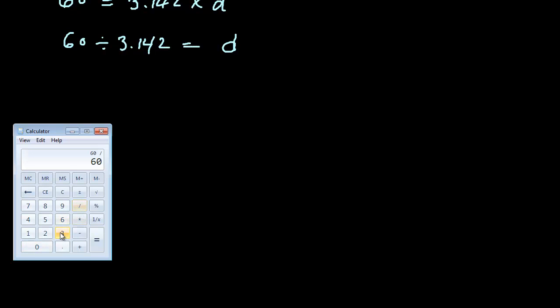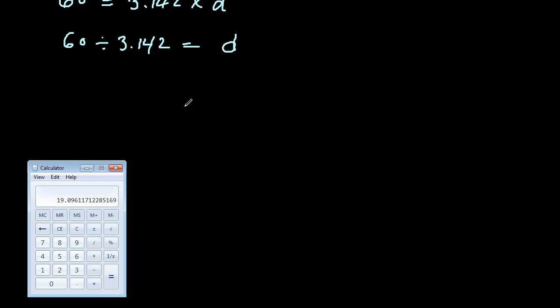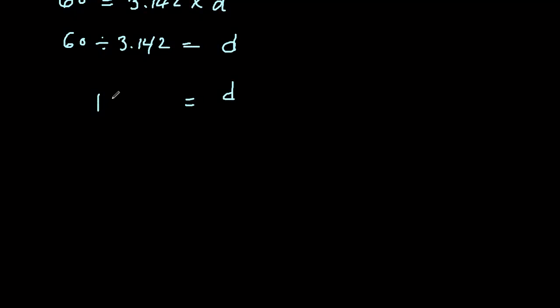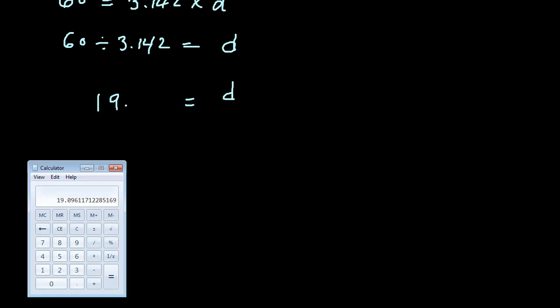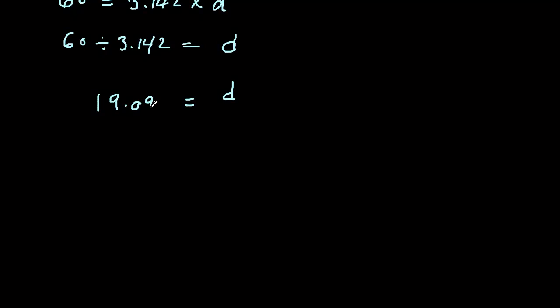So what is 60 divided by 3.142? That gives me 19.096. So the diameter value is 19.096. To find the radius, I need to halve the diameter.